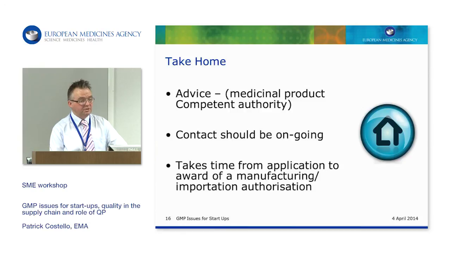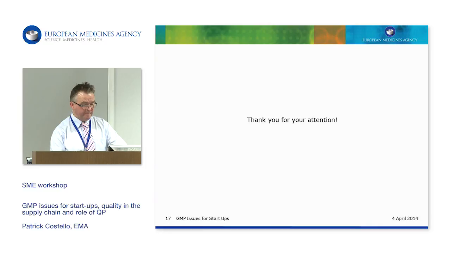Once you make contact, make sure you're giving the competent authority a heads up as to when you're going to be making your application for a manufacturing authorization. It does take time from application to award of a manufacturing import authorization. It can take anywhere from probably 12 months at the quickest up to 7 or 8 years. So please bear that in mind. It is important to ensure that you have contact and use the advice that you are receiving from the competent authority. Thank you.